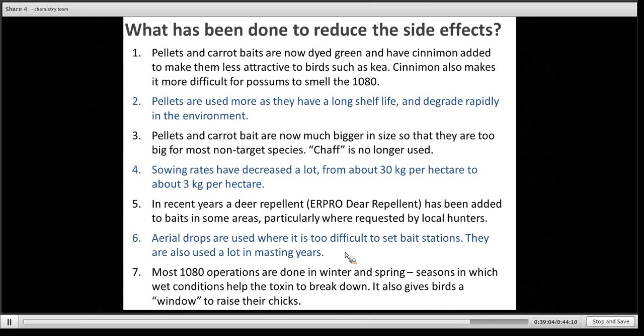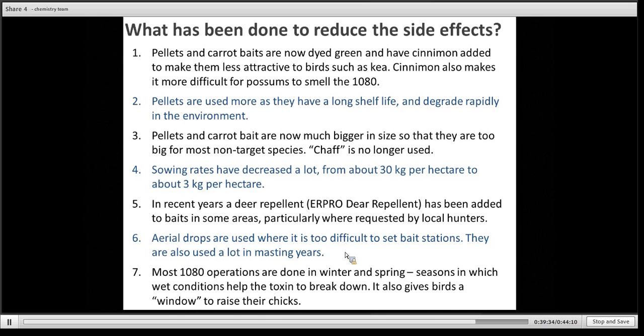If any 1080 has been dropped, it washes out of the cereal bait very quickly, and it breaks down because it's been washed out. It's the cold, dry conditions that allow the 1080 to hang around. So in bait stations, that's fine, because you want it to be there a lot longer, because people are not going to be visiting the bait stations very often to replenish it. But when it's aerially done, you want it out of the environment as soon as possible.